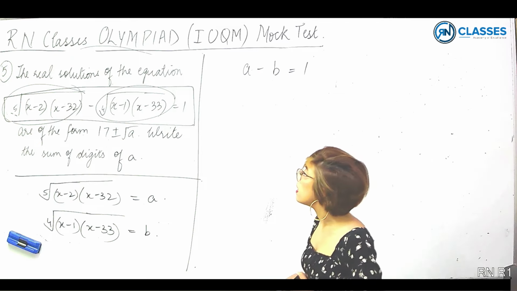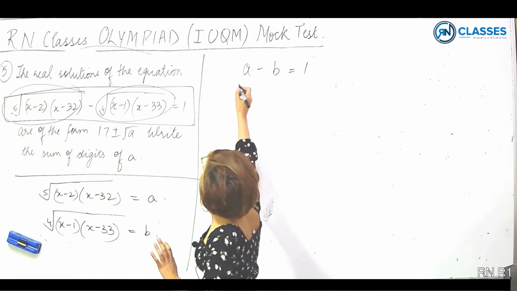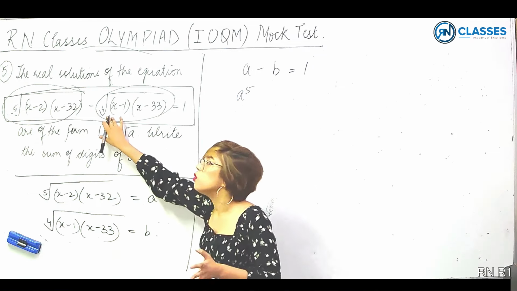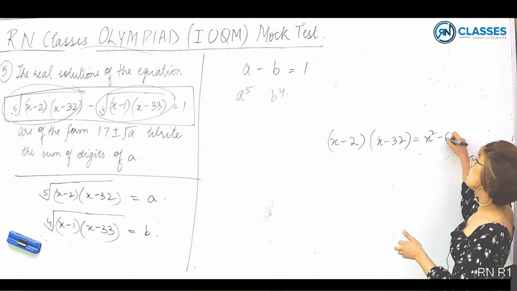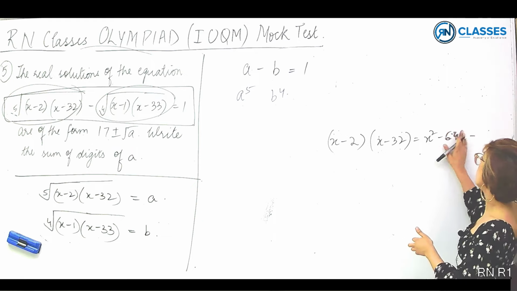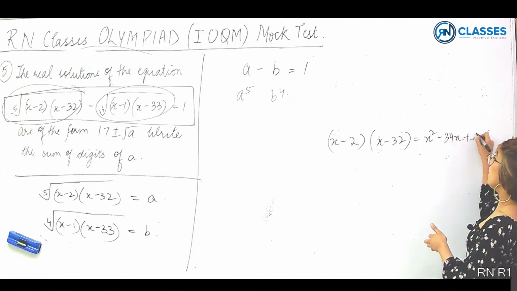Now, since there are two variables here, because I have introduced these variables, I need to write another relation. And I don't want radical signs. That means if I remove this radical sign, I take a raised to the power 5, and I don't want this fourth root, so I take b raised to the power 4. So a raised to the power 5 is what? (x minus 2)(x minus 32), which is nothing but x square minus 34x plus 64. And the second one is basically x square minus 34x plus 33.